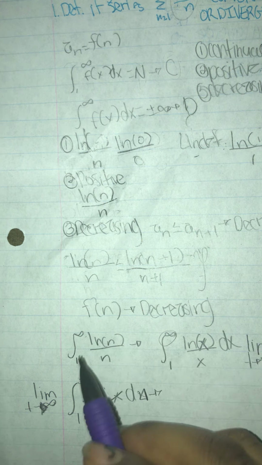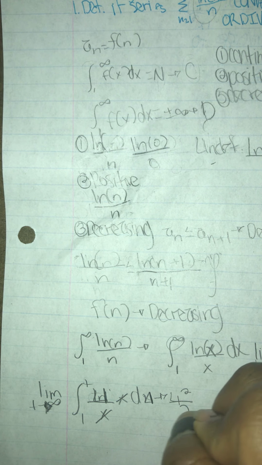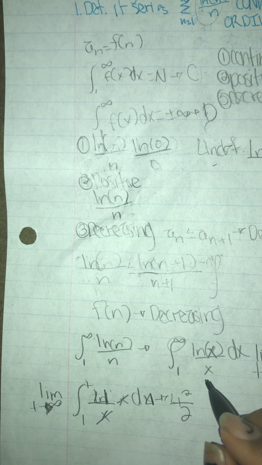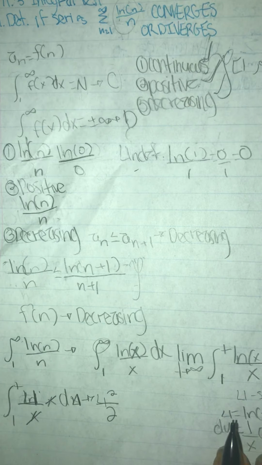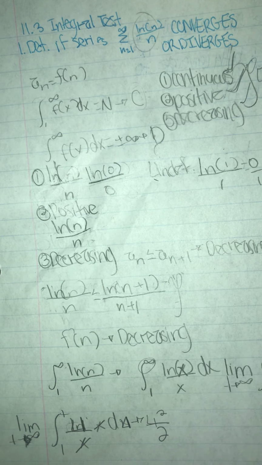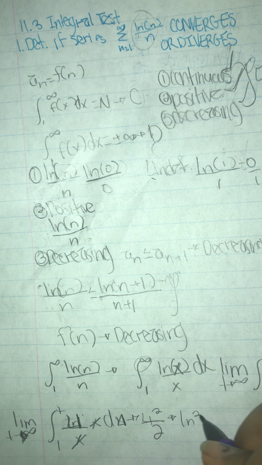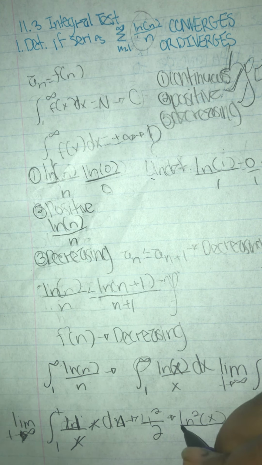And now if we just integrate this, we get u squared over 2. And so we remember that the u we chose is equal to natural log of x. So we can just plug that in now. Natural log squared of x over 2.